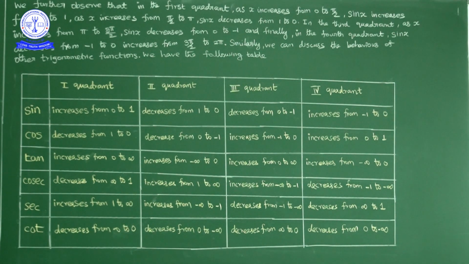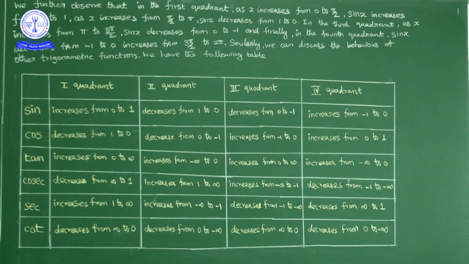Okay. Further, in the fourth quadrant, as x increases from 3 pi by 2 to 2 pi, cot x decreases from 0 to minus infinity. Okay. Here what we have further, cot is positive in the first and third quadrant, negative in the second and fourth quadrant.